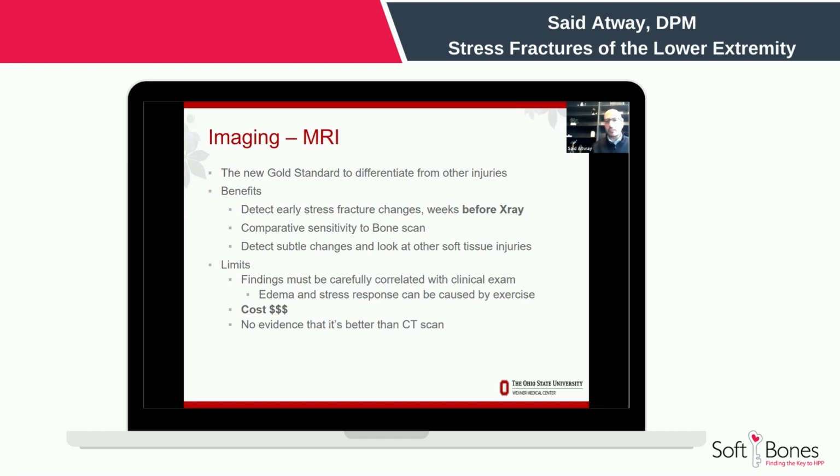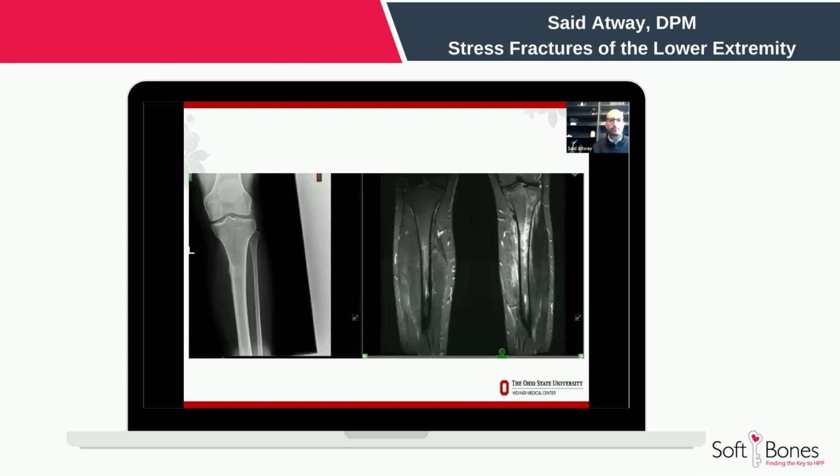The downside of this is it is costly, and it is sometimes difficult to get patients in because MRI has become the gold standard for a lot of diagnoses. So getting patients in for these can be a challenge. Here's a good example of a more subtle presentation on that lower leg or tibia, and then more definitive in the way of an MRI, where you're seeing that patchy, bright bone in that MRI image.